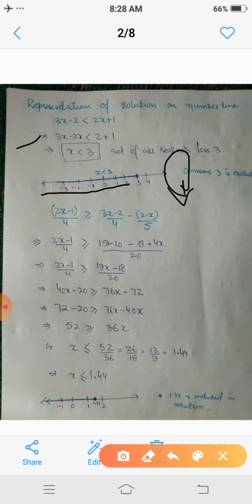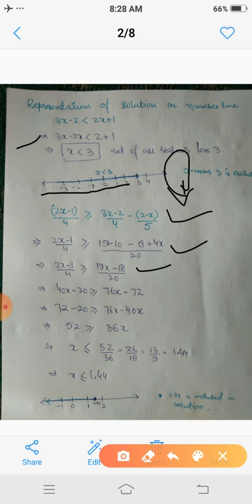Like if we consider (2x - 1)/4 ≥ (3x - 2)/4 - (2 - x)/5. So in the RHS we multiply by doing cross multiplication. It is 5 × 3 = 15x - 10 - 8 + 4x upon 5 × 4 = 20, which is simply (19x - 18)/20.